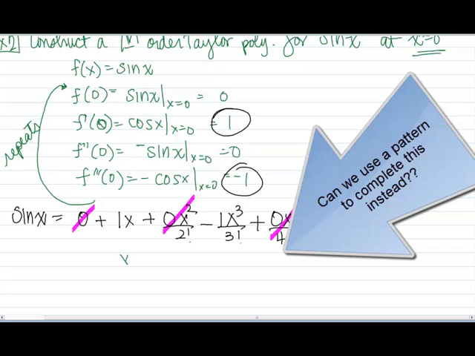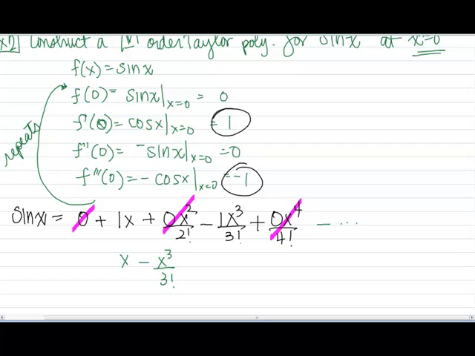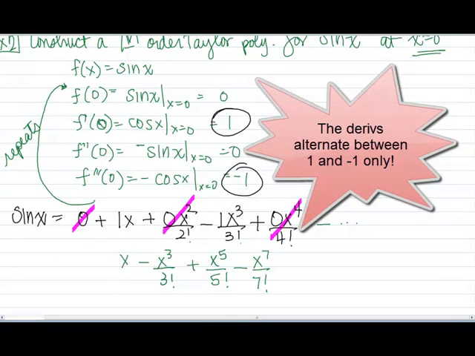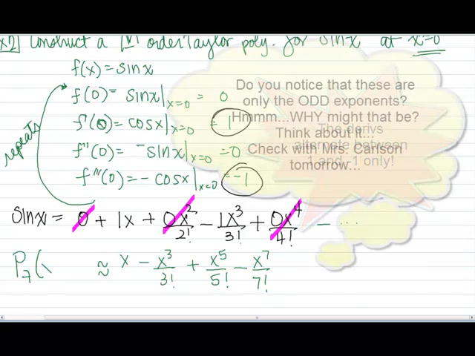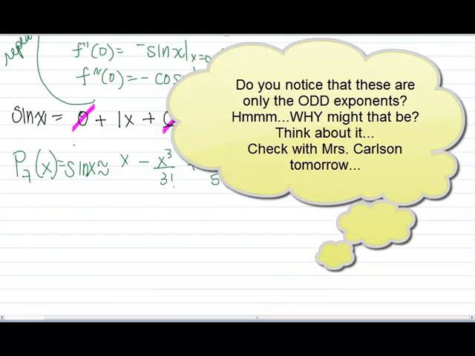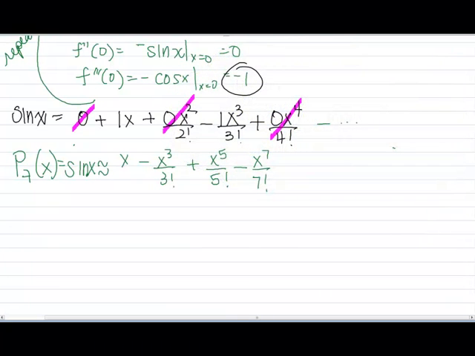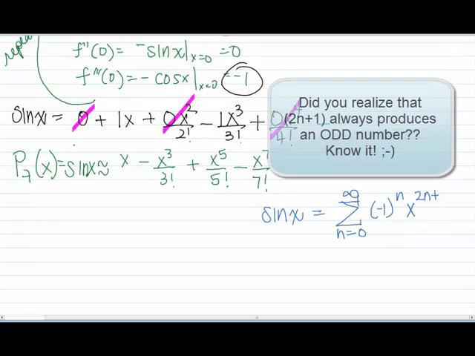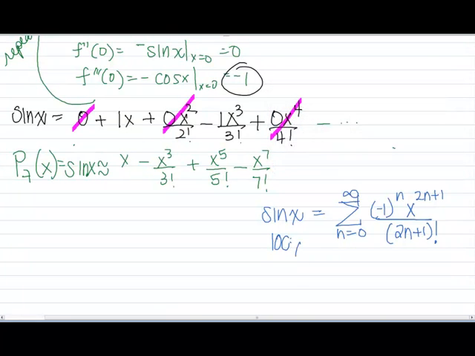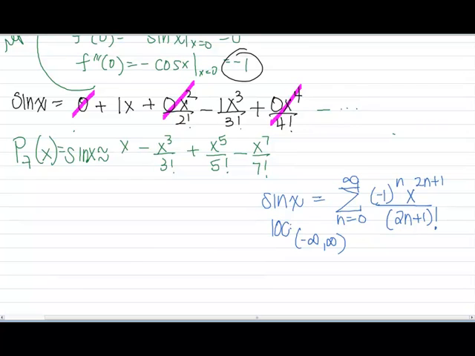Here I actually have x minus x cubed over 3 factorial plus x to the 5th over 5 factorial minus x to the 7th over 7 factorial. This is my approximation from the 7th order polynomial representing sine x. And if I wanted to write this out as a general form, I could say that sine x can be written with the polynomial. This is going to be an alternating series. So this is going to be negative 1 to the n, x to the 2n plus 1, over 2n plus 1 factorial. And the interval of convergence for sine is all real numbers, because any value of x is going to make this work. And there's our Taylor polynomial for sine of x.